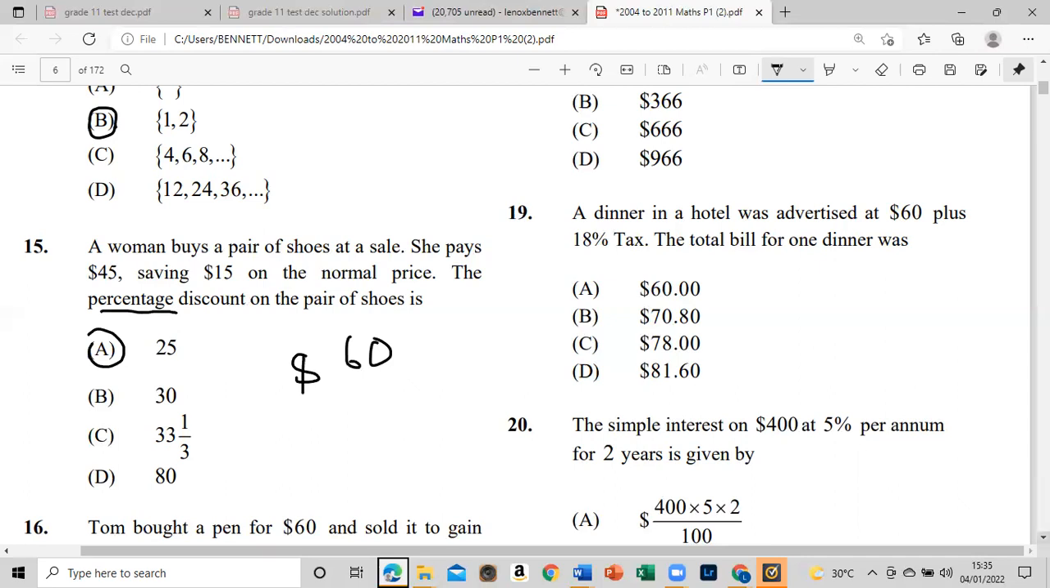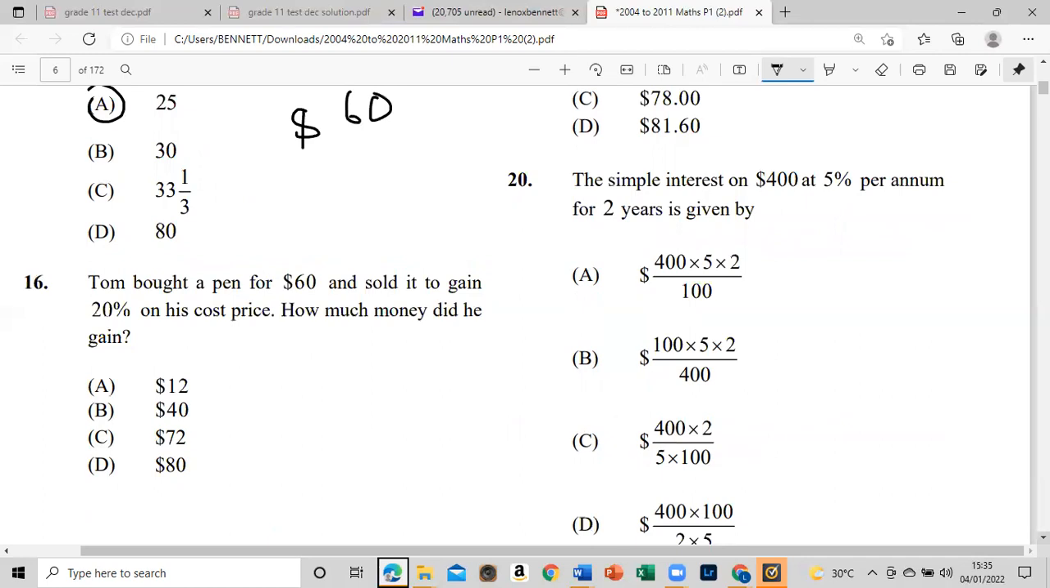All right. Tom bought a pen for $60 only to gain 20% on his cost price. How much money did he gain? Notice they say gain. If they say gain, I don't have to read nothing more. It has to be 12, right? That's 20% is the same as dividing by 5, so that's $12. All right, I think he sold it for $72. But the gain, see, they can be very smart at times. Gain, they only ask for the gain.